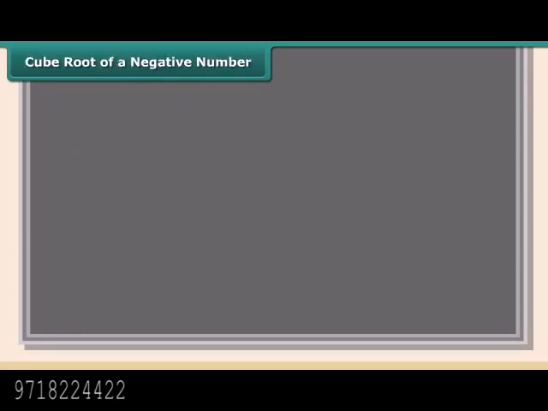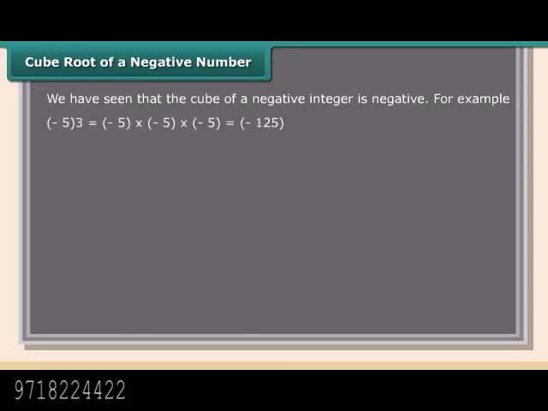Cube root of a negative number. We have seen that the cube of a negative integer is negative. For example, (−5)³ = (−5) × (−5) × (−5) = −125. It follows that ∛(−125) = −5. That is, ∛(−125) = −∛125 = −5.